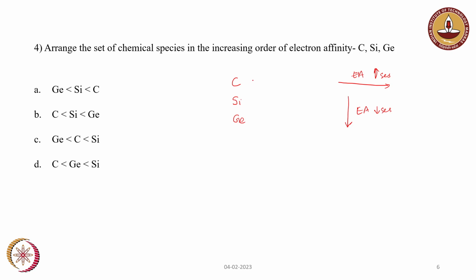So since this is the order of increasing atomic size, the electron affinity should be decreasing in this order. That is, carbon will have the highest, then silicon, then germanium. So the option is this one, just reverse this one. So germanium is less than silicon less than carbon. So the option is A.